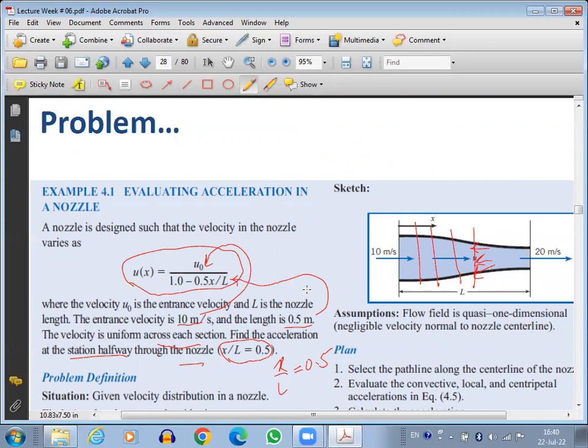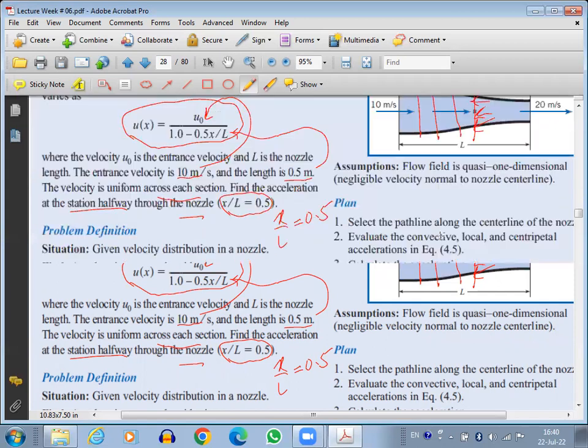Then for the normal component, because the velocity is in a straight line, there will not be any normal component as well. So the only component of acceleration will be the x component, and that will be the total acceleration. This is what we have to do.